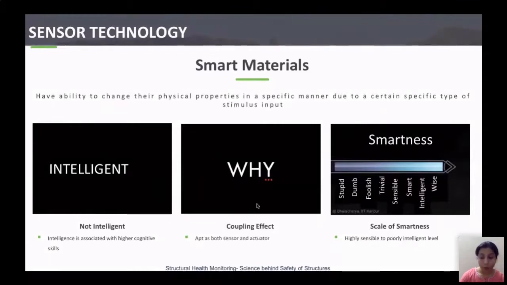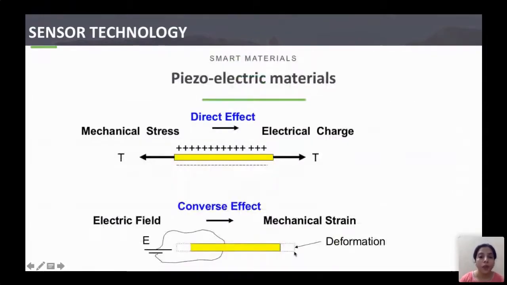Now, if you're calling them smart, there must be a scale of smartness, isn't it? So the materials which are available till now generally lie in the range of highly sensible to poorly intelligent level. So we'll take all the smart materials one by one.